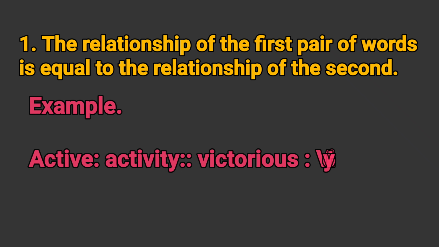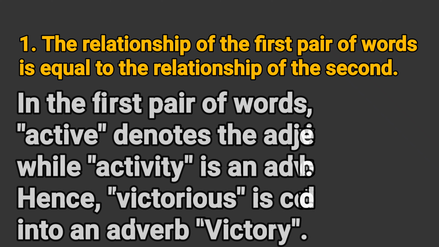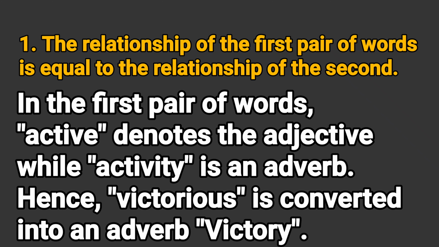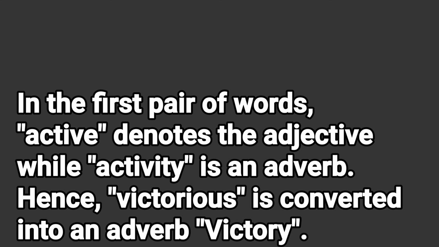Number 1, example. Active is to activity as victorious is to victory. In the first pair of words, active denotes an adjective while activity is a noun. Hence, victorious is converted into the noun victory.